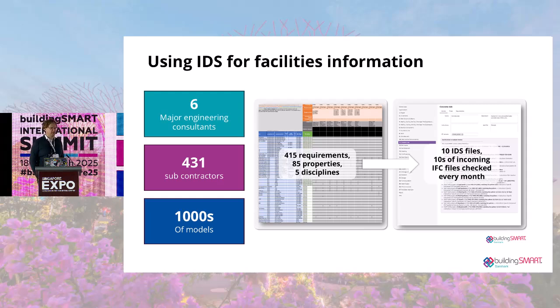We want to get more out of our infrastructure in Denmark, more value for money, and one way of doing it is to have better data for operations. We also want to make our life as easy as possible, since we have 6 major engineering consultants on that project. We have more than 400 subcontractors working on that project. Not thousands of models, but there are hundreds of models on that project. And checking and coordinating that manually is going to be a lot of work, especially if you want to have good information you can put in your facility management system afterwards.